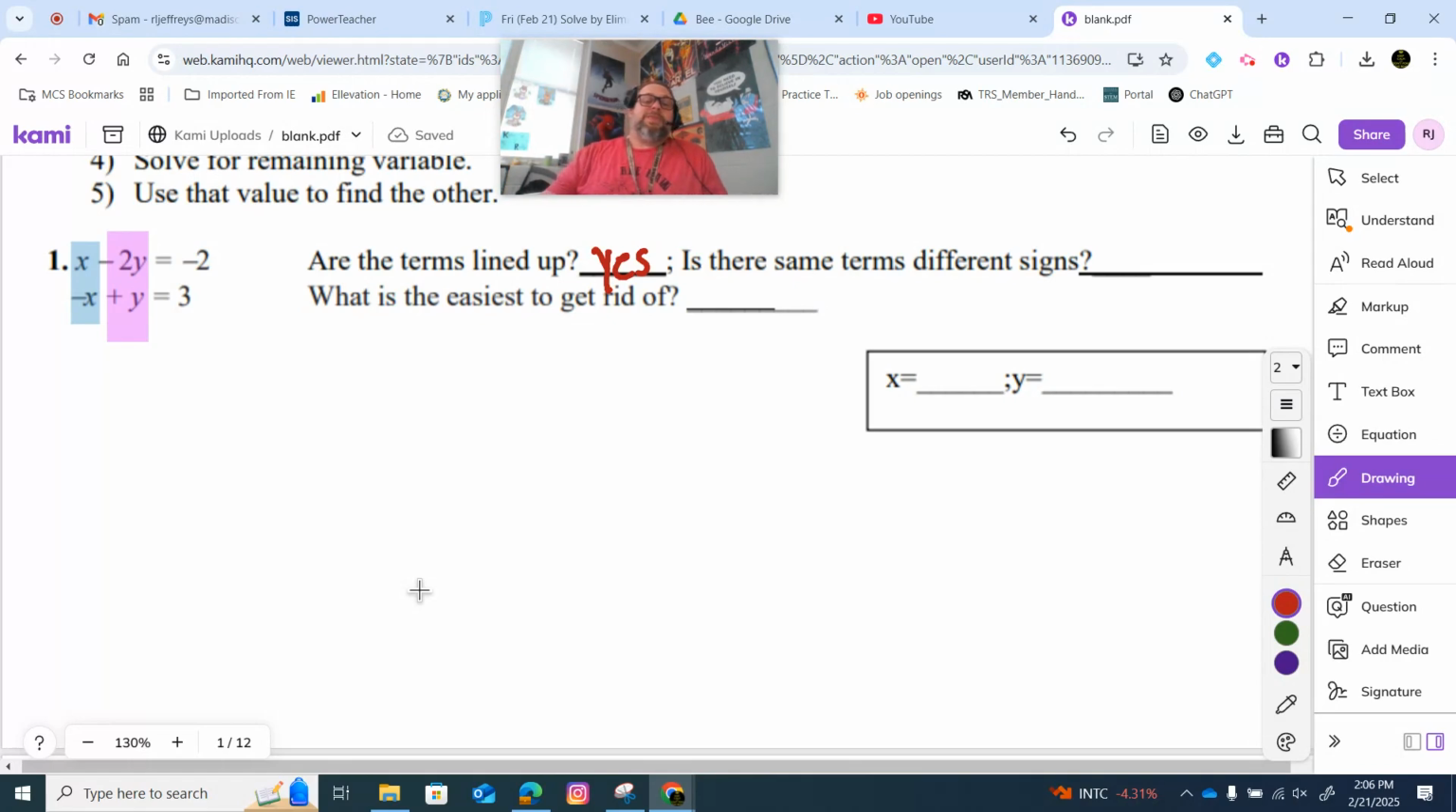So, do we have same terms, different signs? Yes. So, which is going to be the easiest to get rid of? Which variable, x or y? X. So, when we're combining them, I don't like saying adding, because in each column we're probably going to add, we're probably going to subtract. Again, the goal is to get rid of one of the variables. The goal is not to get rid of the constants. The constants we want, the variables we don't want. So our x's go away. Pew.